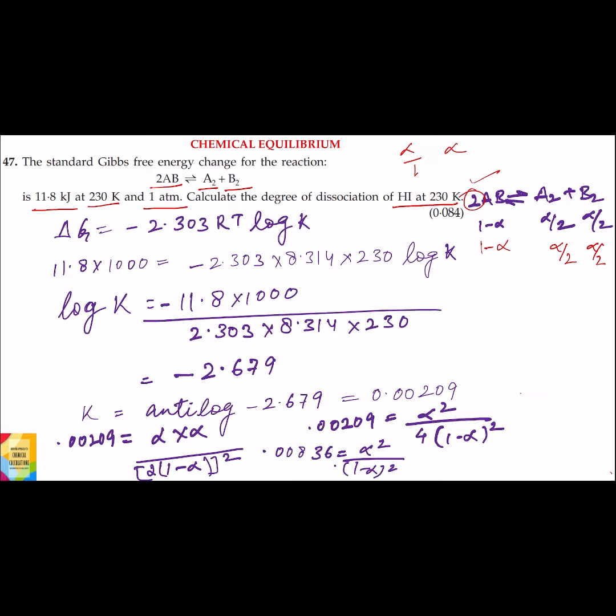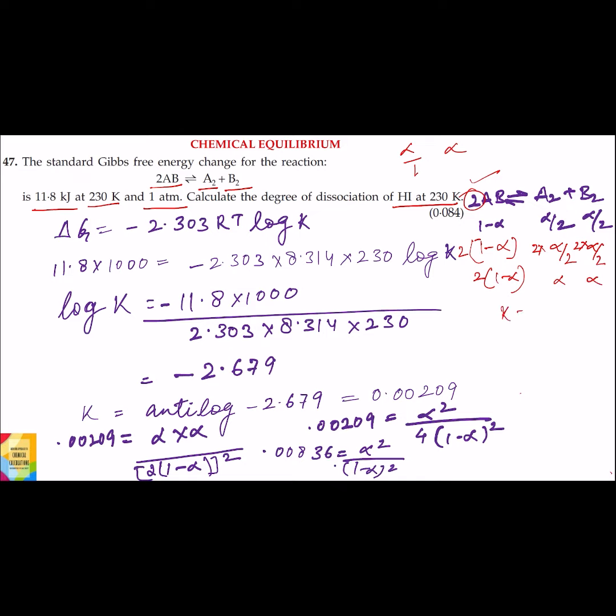But in this case there are 2 moles of AB. So multiplying all these quantities by 2, into alpha by 2, we get the remaining AB is 2 into 1 minus alpha. A2 formed is alpha, B2 formed is alpha.